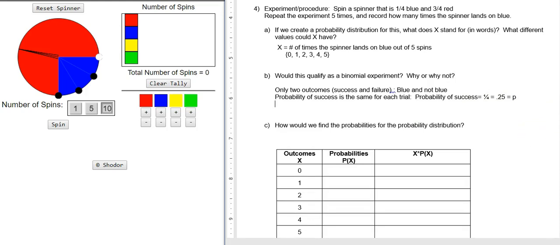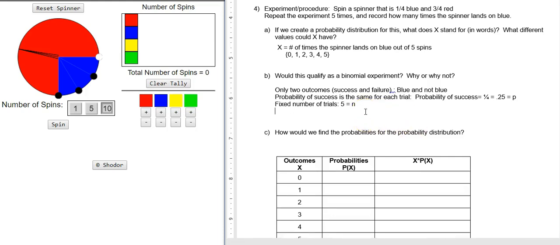Another condition is that we have to have a fixed number of trials. So we have to know ahead of time how many times we're going to repeat the procedure. And in this one we said that we're going to repeat it 5 times. And for this we use n to stand for the number of trials. So that condition is met.